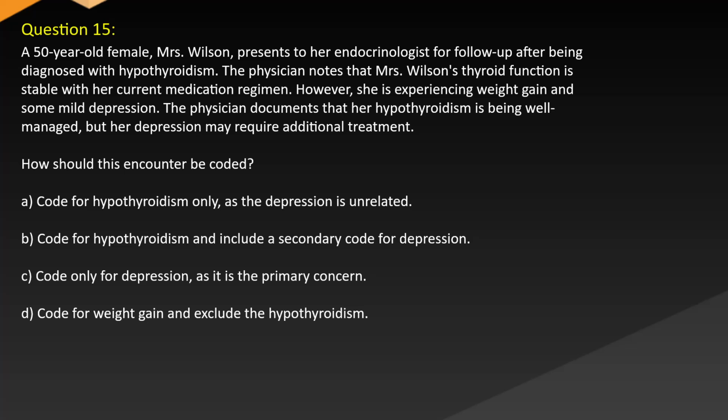How should this encounter be coded? A. Code for hypothyroidism only as the depression is unrelated. B. Code for hypothyroidism and include a secondary code for depression. C. Code only for depression as it is the primary concern. D. Code for weight gain and exclude the hypothyroidism.